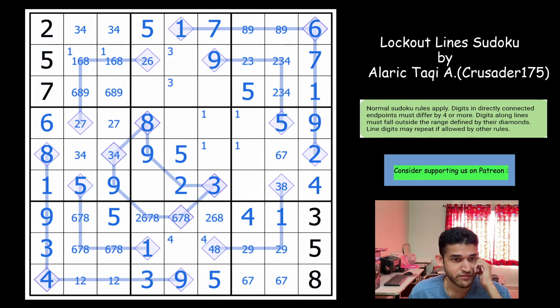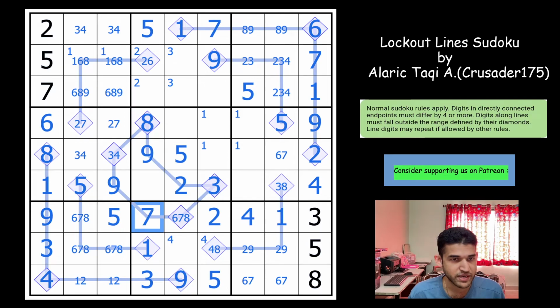These two must have a difference of at least 4. So 2 and 6 are clearly eliminated. 7 and 8. Okay, 6, 7, 8 triplet. That gives 2 here. That puts 2 in these two cells. And 8 here gives a 7 here.